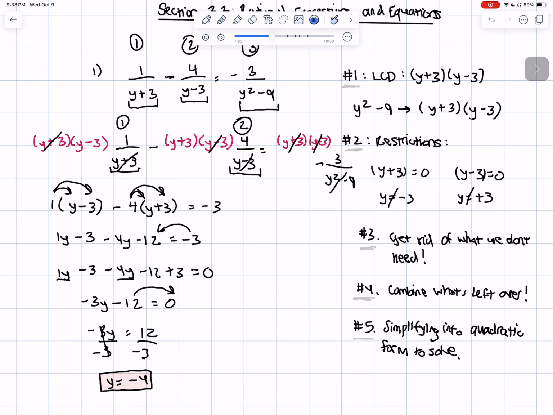So again, we found the LCD, we did our restrictions, and then we got rid of what we didn't need anymore, crossing it out. We combined what's left over, so we combined the like terms. After we finished that, we simplified into quadratic form to solve. But let's look at our restrictions. So this solution will work because our restriction said it couldn't equal minus 3 and it couldn't equal plus 3. So this solution works. Let me highlight that. Yes, it works.